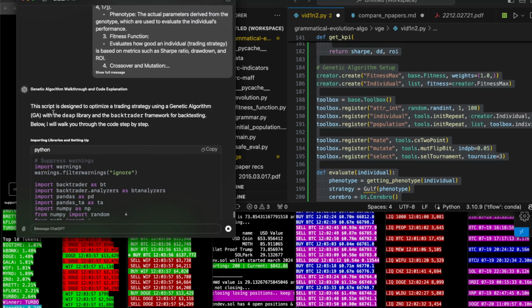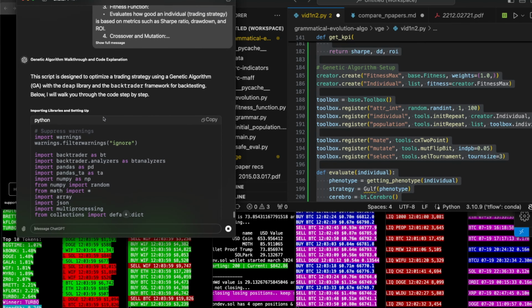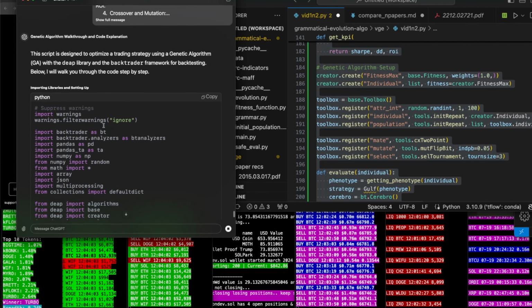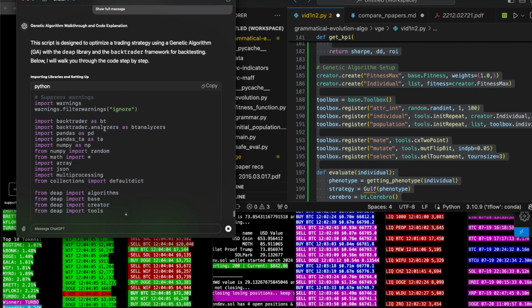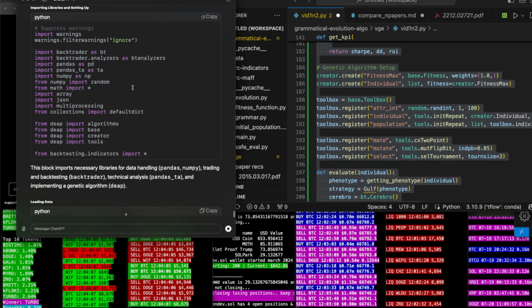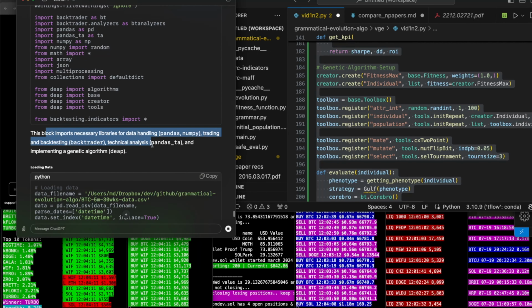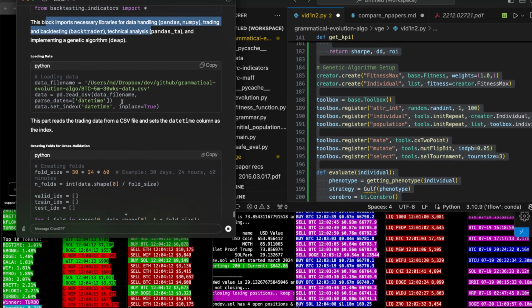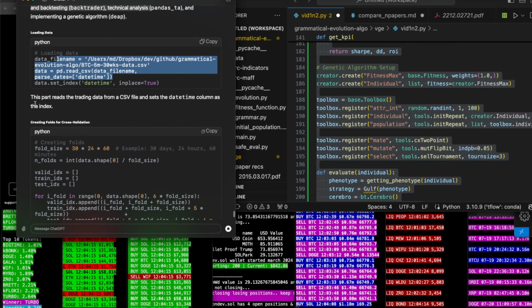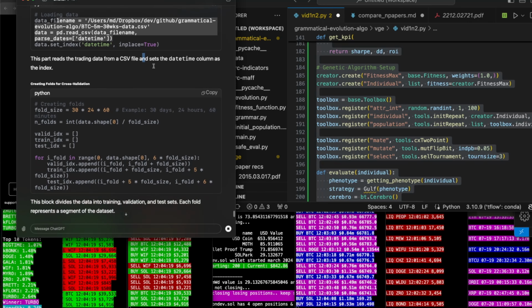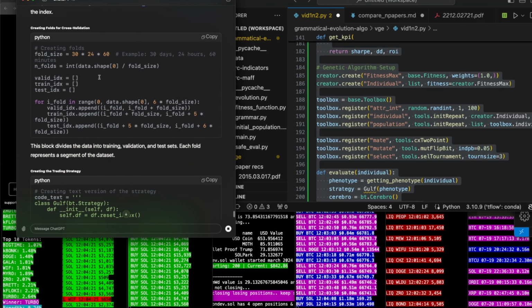Okay, so this script is designed to optimize a trading strategy using a genetic algorithm (GA) with the DEAP library and the Backtrader framework for backtesting. Below, I walk you through the code step by step. So this is just a bunch of imports. These imports are libraries like pandas, numpy, etc. This loads in the data. This part reads the trading data from a CSV file and then sets the datetime column to the index.